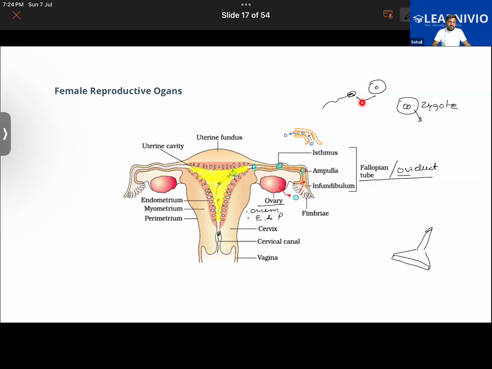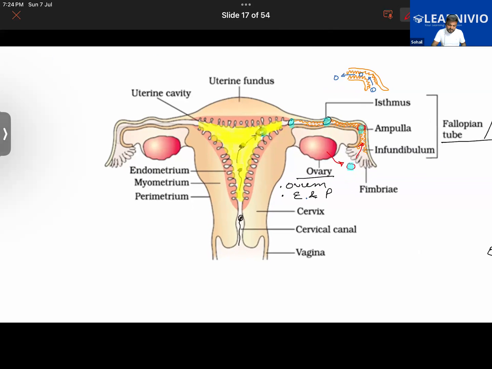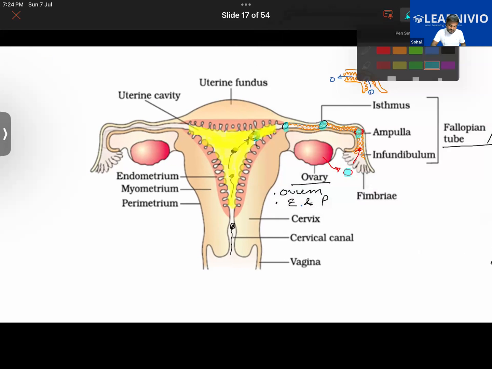So when the fertilization takes place, the zygote will form, and this zygote will be implanted into the wall of the uterus, like this, for example. It would be somewhere implanted here, like this. Say this is a fertilized egg that we call a zygote.